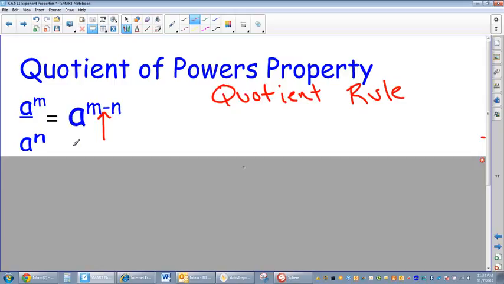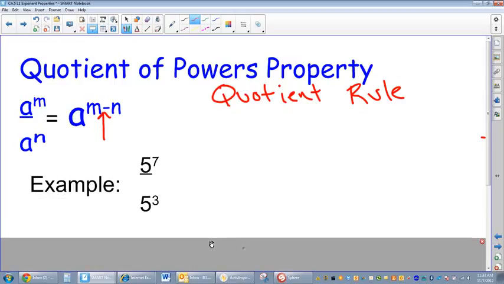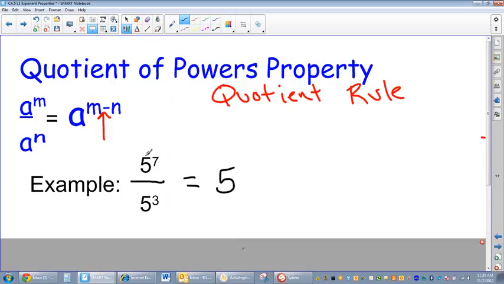All right, so go ahead. Let's take a look at this example. So you can see here we have 5 to the 7th divided by 5 to the 3rd. So our rule says we have like bases. We subtract the bottom number, 3, from the top number, 7. 7 minus 3 is 4. 4 is less than 5, so we want to multiply this out. We get 5 times 5 times 5 times 5.